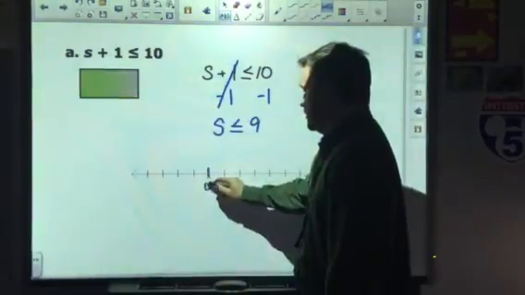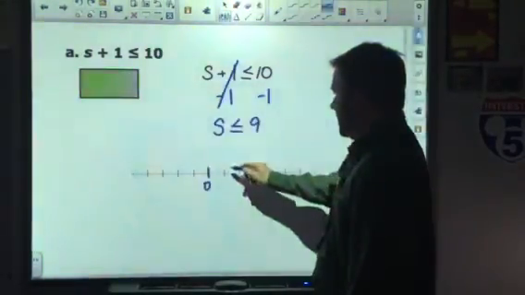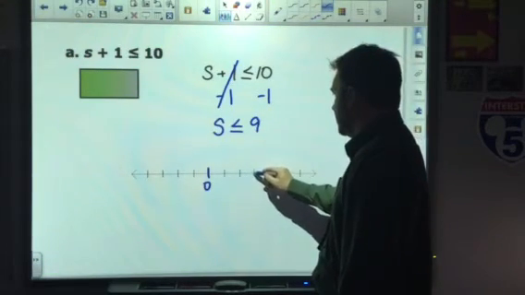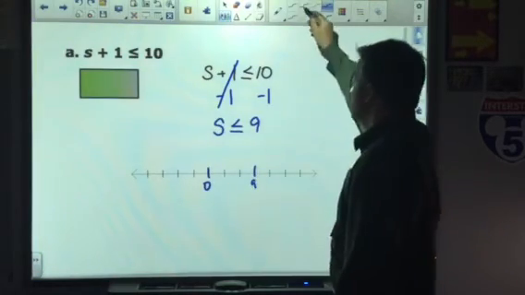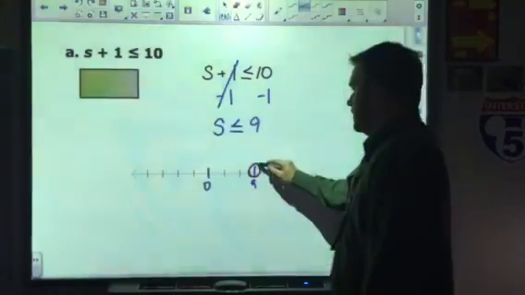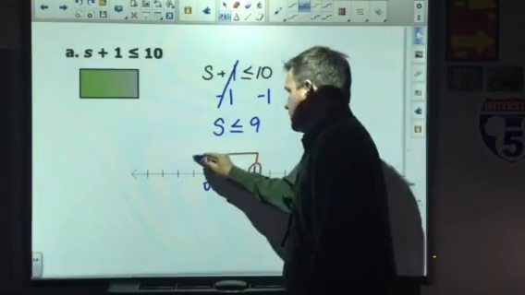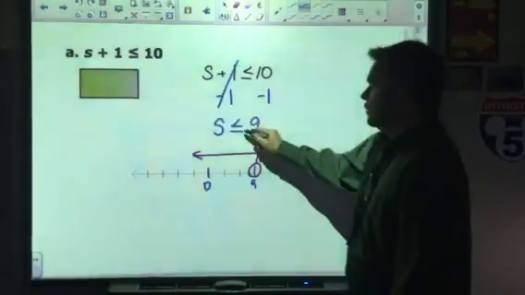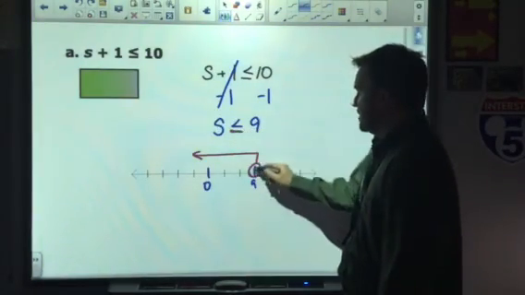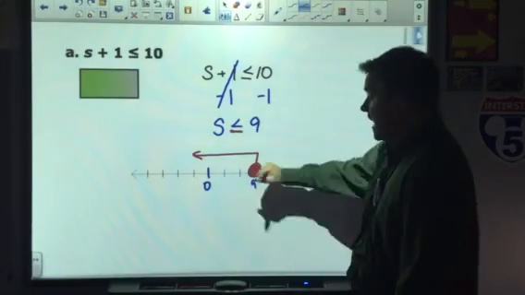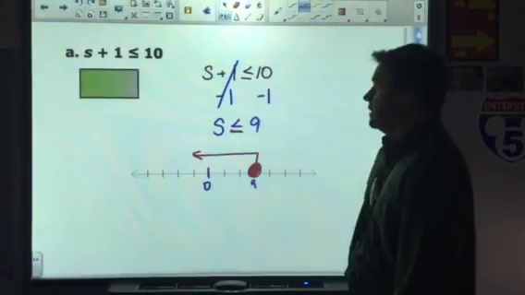Put a 0 on the number line, and let's just say 3, 6, 9. I'll say that this is my 9 here. Something is happening around 9. Everything that is less than 9 is going to be included. But my equal sign here is also telling me to fill in that circle, because I'm saying 9 will work. So I want to include that 9.